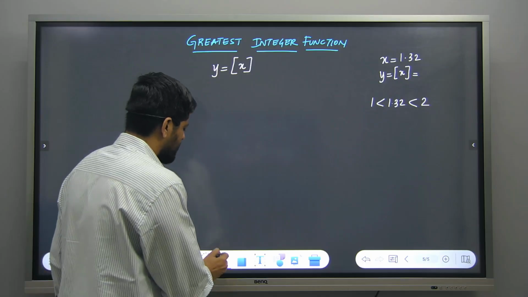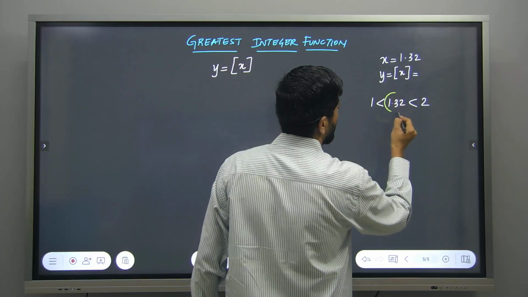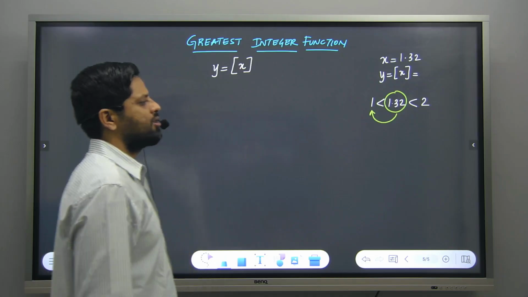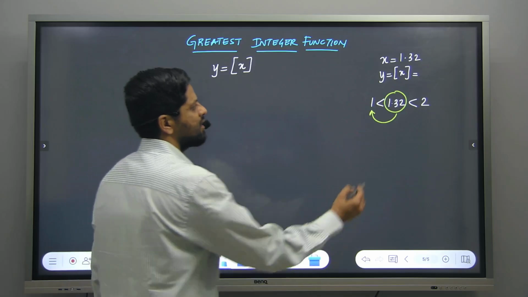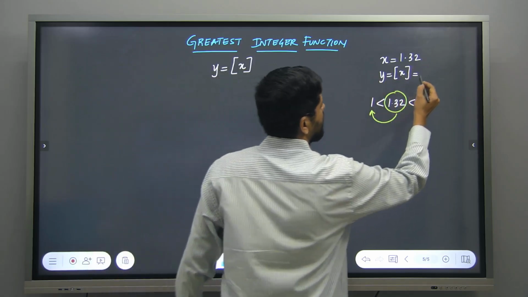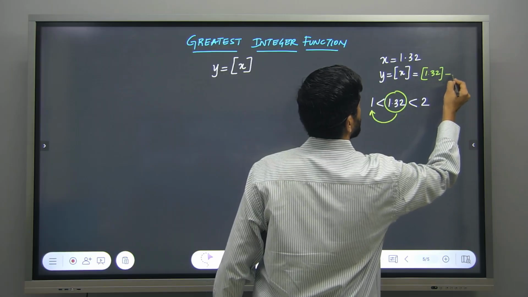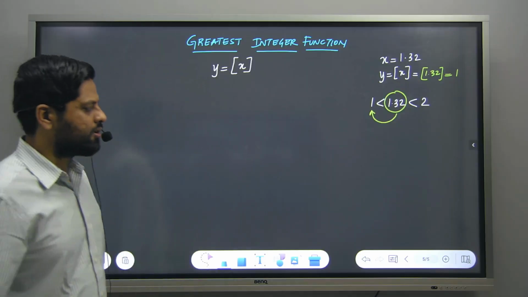So, what does the greatest integer function say? It says that you always go to the previous integer. So, if x is equal to 1.32, what is the greatest integer of 1.32? It's going to be 1. You go to the previous integer.